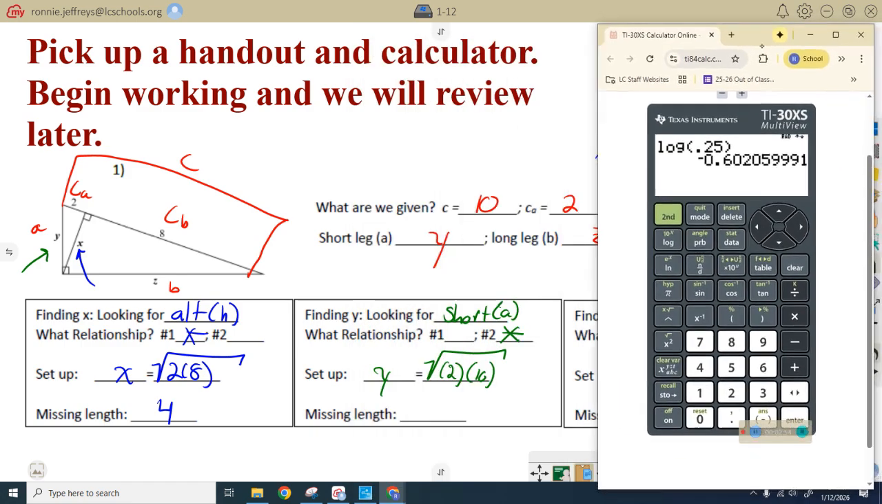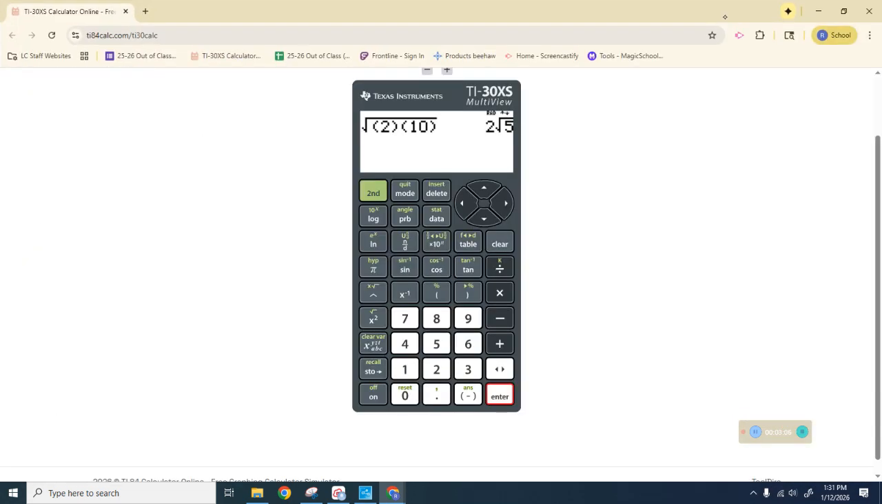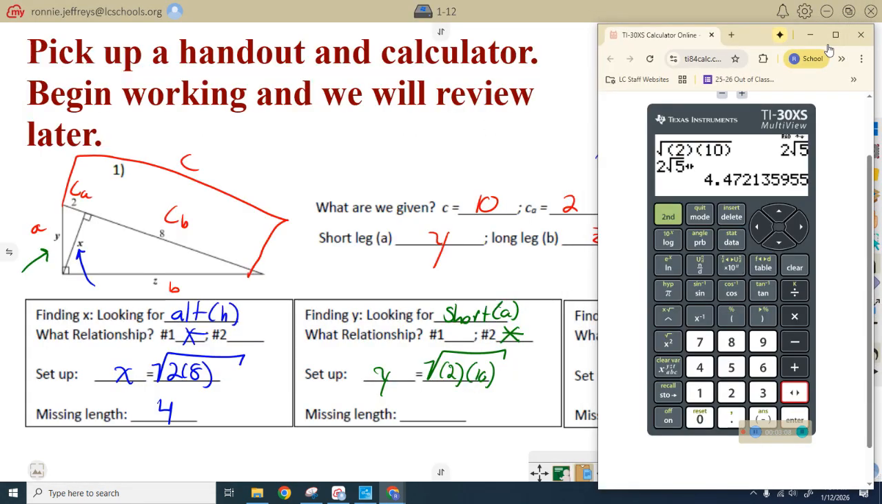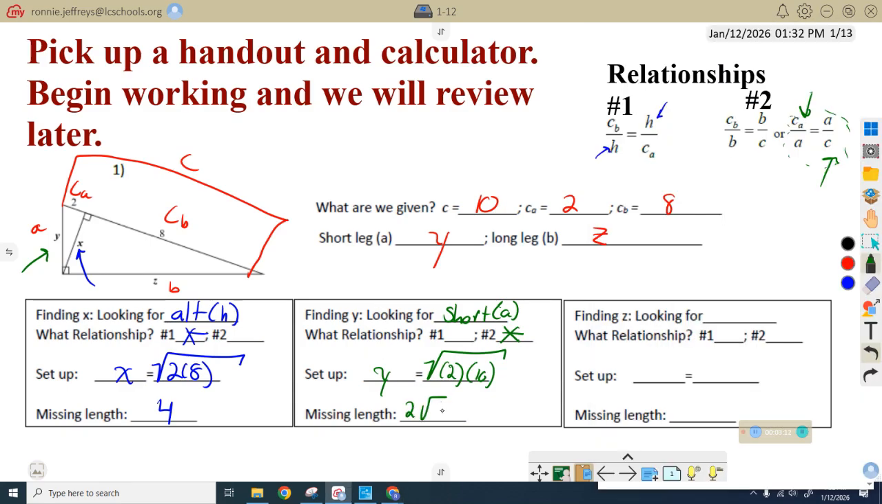There it is. And then second square root. All right, so we have 2 root 5, or 4.47. So again, one thing at a time. Can't do all of it at once.